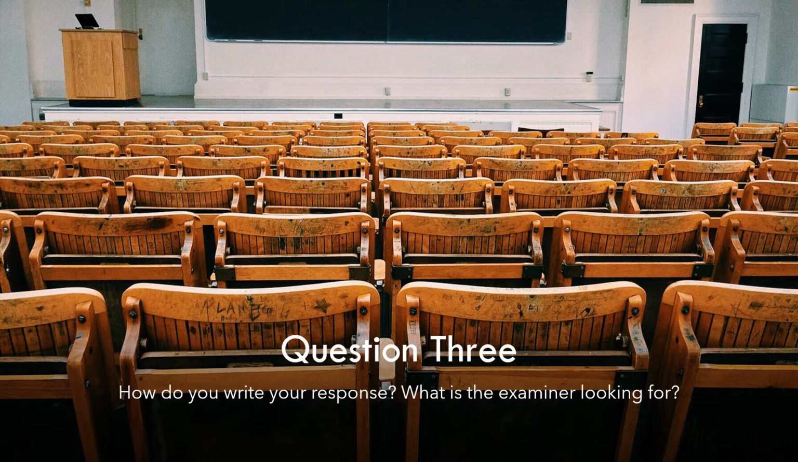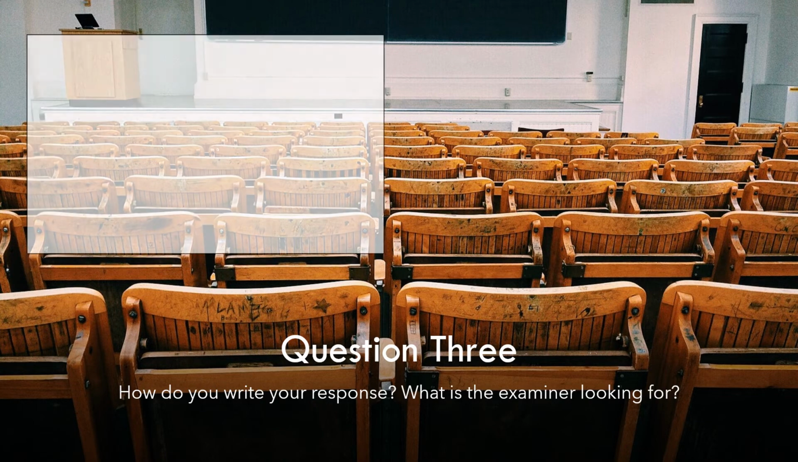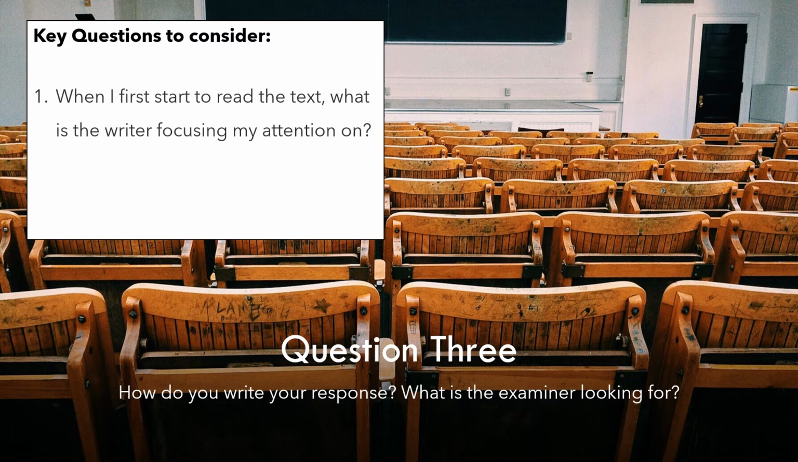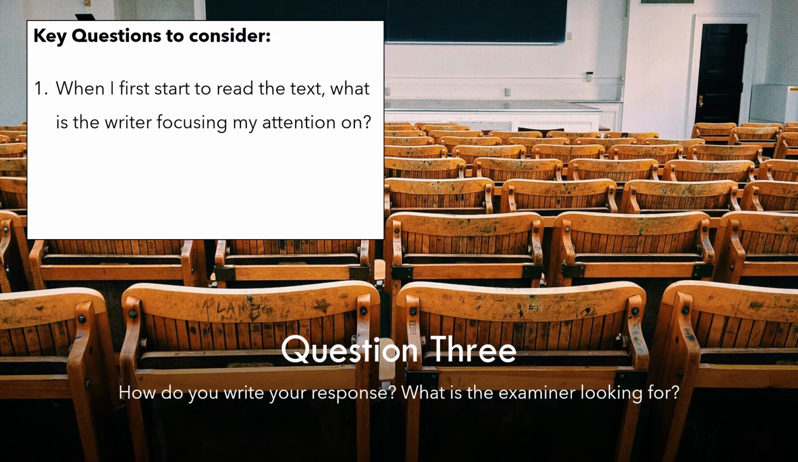Now that we've had a chance to actually look at the extracts, let's have a think about how to actually approach writing our response to this question. So there are a few things that you need to consider whenever you approach a new extract, and those are things like, when I first start to read the text, what is the writer focusing my attention on? So there has to be a reason. Why are they choosing that specific thing or that specific moment to introduce you into the story? There has to be a reason. It's been chosen on purpose.